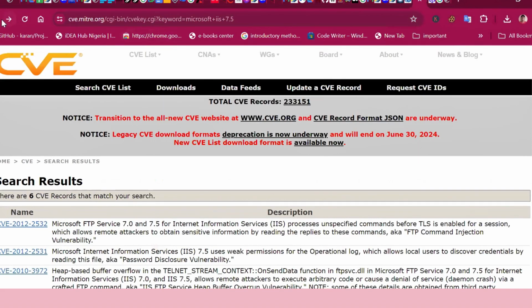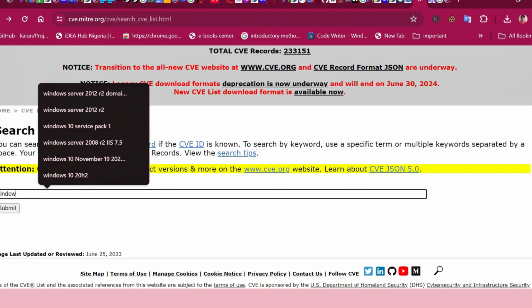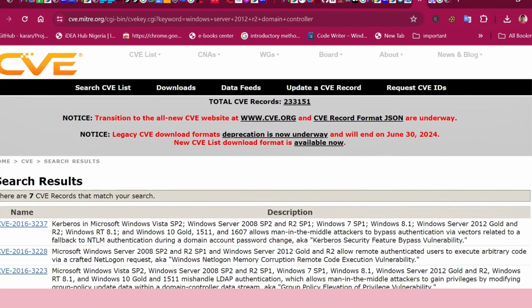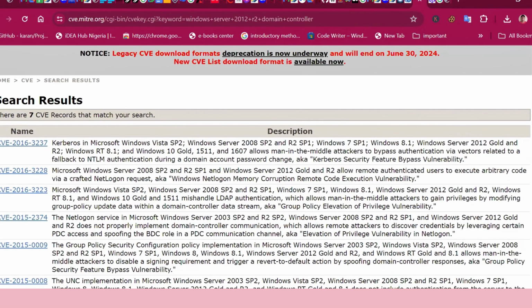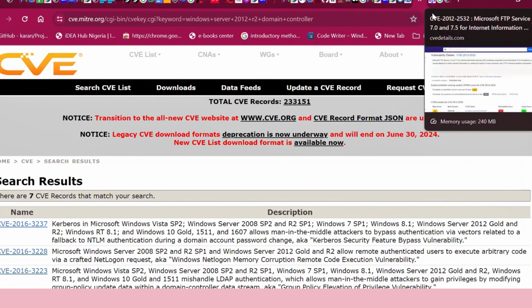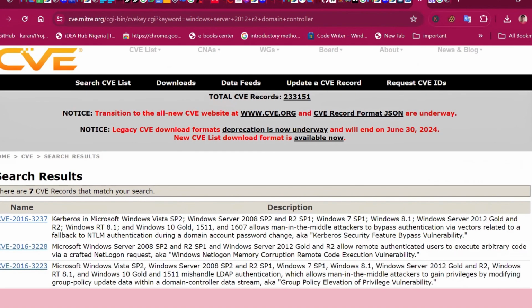It has so many unpatched vulnerabilities because it's been outdated, number one. When I searched it up on that CVE site, it showed a lot, starting from 2007. So I picked interest in a particular CVE ID, which is CVE-2021-42287.